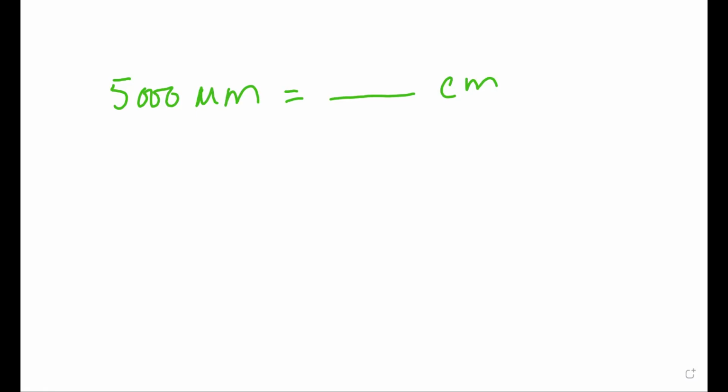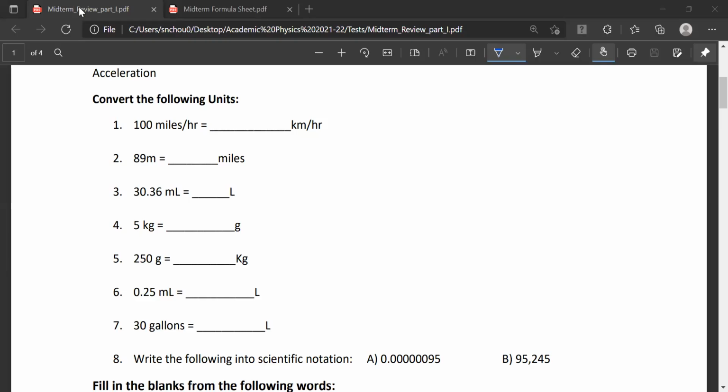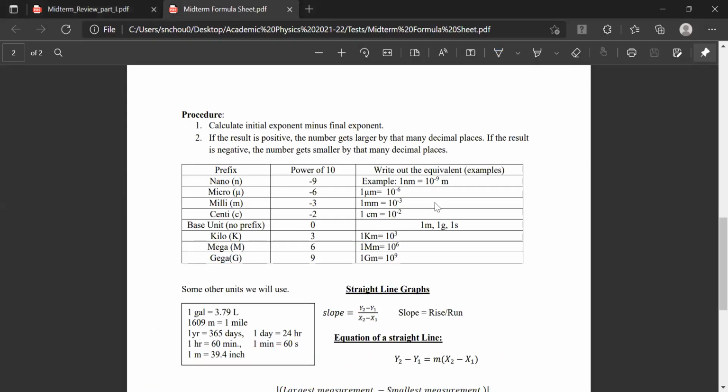So if you look at the chart that I gave you in the formula sheet, let me just share that with you for a second. There is a formula sheet provided to you on the midterm. Here's the formula sheet. This is what it looks like. It tells you that 1 micrometer is 10 to the negative 6. These are all in meters, right? So 10 to the negative 6 meters. 1 millimeter is 10 to the negative 3 meters and so forth, right? So none of these take you from micrometer to centimeter directly. So we're going to do 2 steps here.